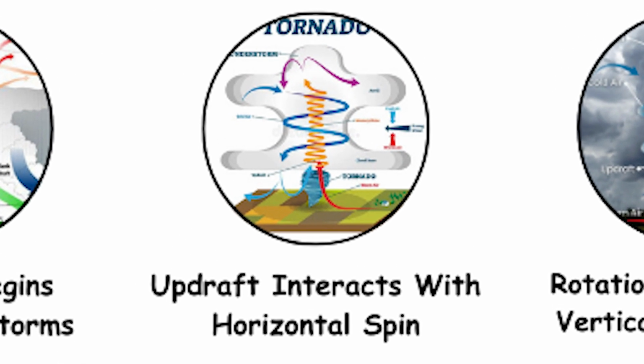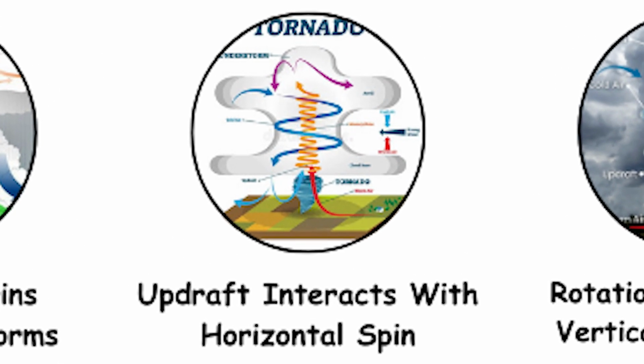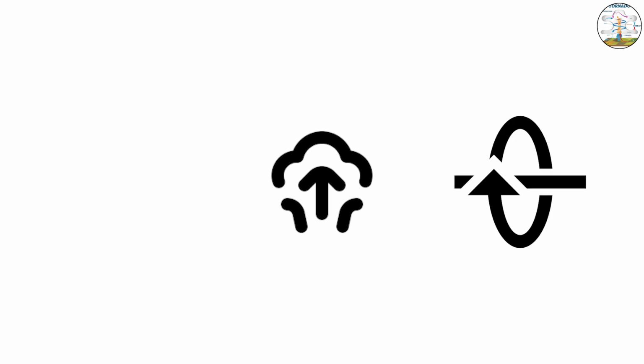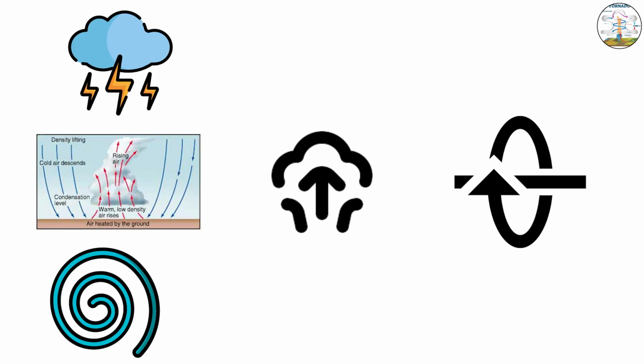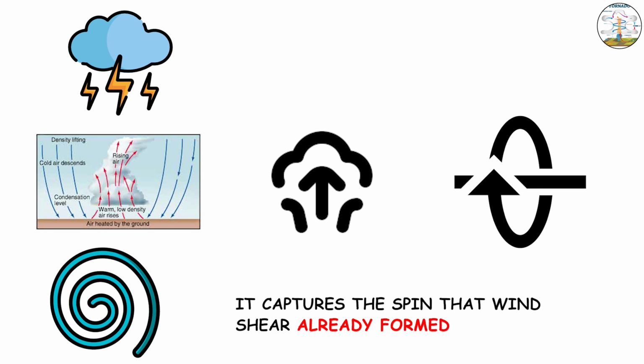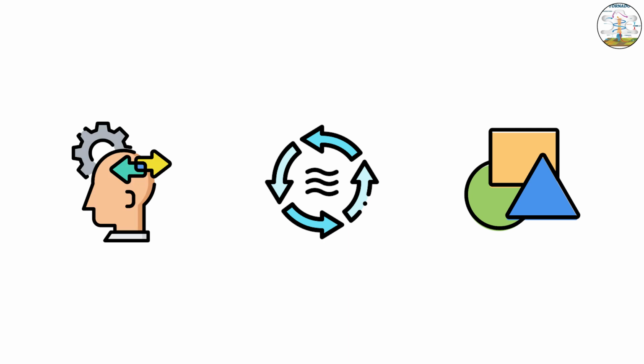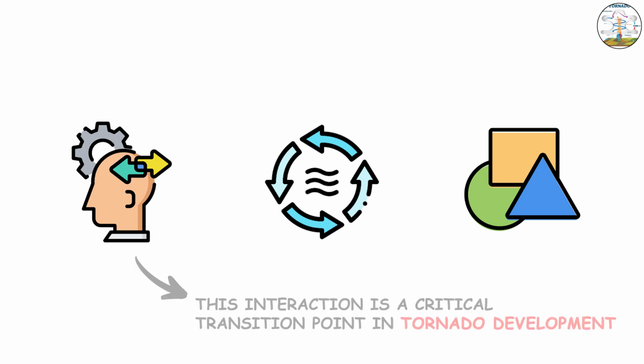The updraft interacts with horizontal spin. When a strong updraft moves into an area where horizontal rotation already exists, it begins to lift that rotation upward. The storm does not create the spin from scratch. It captures the spin that wind shear already formed. As the rotating air is lifted, its shape and behavior begin to change. This interaction is a critical transition point in tornado development.